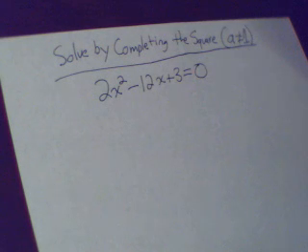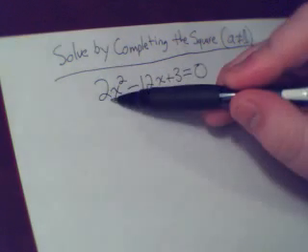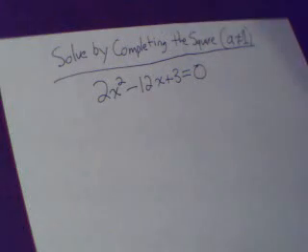Alright, so here we're going to solve by completing the square when a doesn't equal 1. You can see right here a is 2, it doesn't equal 1. So the steps are a little bit different. There's a couple things we have to pay attention to, but a lot of it is the same. So step 1 is exactly the same.